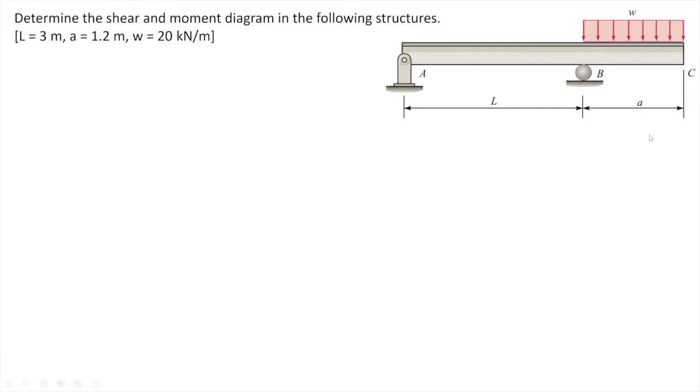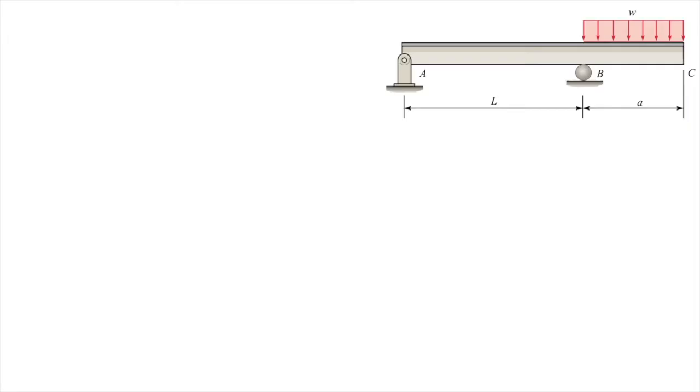We want to draw the shear and moment diagrams for this beam. The first step is determining the reaction forces. The pin support at the left is replaced with 2 reaction forces, AX and AY, in the horizontal and vertical direction. The roller support at B is replaced with a reaction force of B sub y at B.